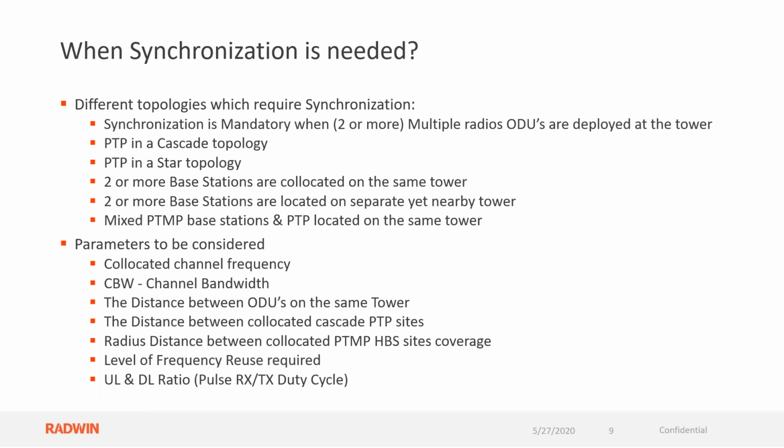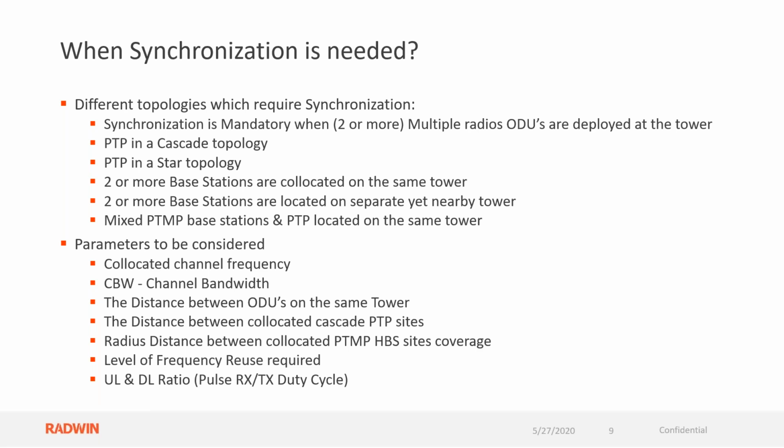Now, the third topology is two or more base stations that are collocated on the same tower. We have a point-to-multipoint solution where we need to cover 360 degrees. We will put 4 base stations at 90 degrees each, each one of them facing a different angle or different sector. In this topology, we need to synchronize all the base stations to the same clock.